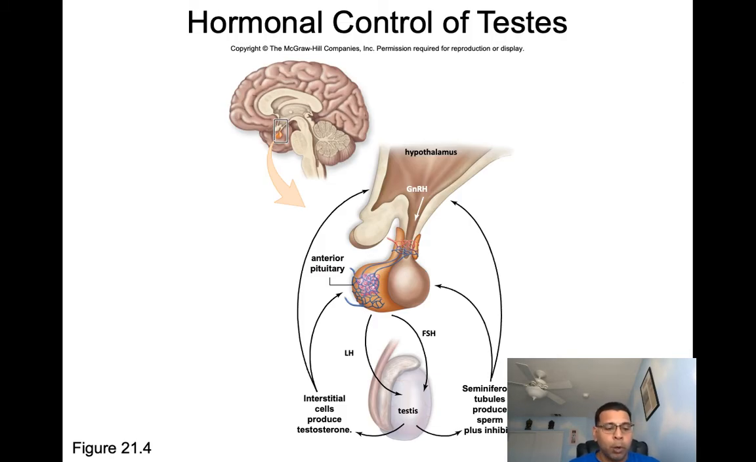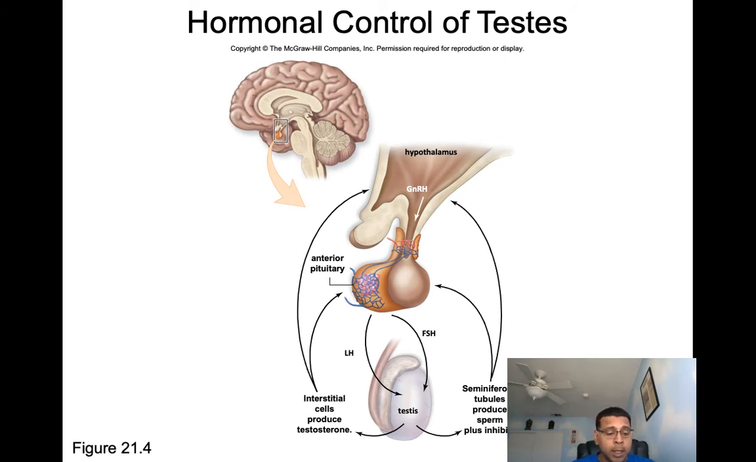All right, so then when we talk about the hormonal control, the hypothalamus we can see is going to secrete GnRH. GnRH stands for gonadotropin releasing hormone. GnRH then is going to stimulate the anterior pituitary gland to secrete gonadotropic hormones. The gonadotropic hormones we can see are FSH, follicle stimulating hormone, and LH, luteinizing hormone. So again, GnRH is going to stimulate the anterior pituitary to release gonadotropic hormones, LH and FSH, in both males and in females.